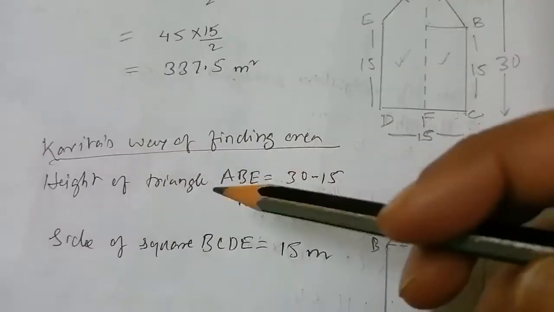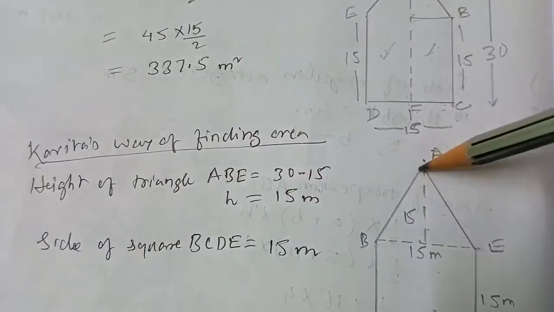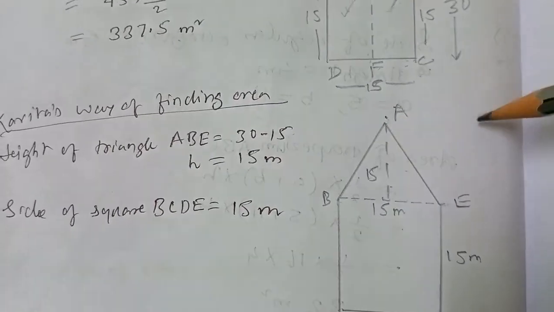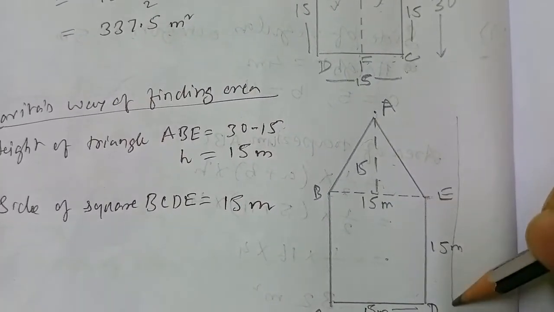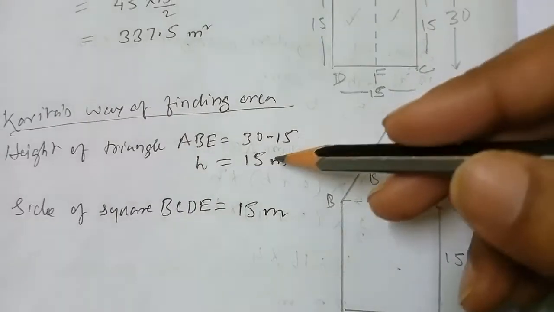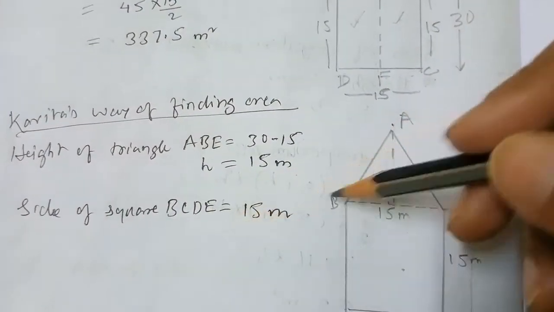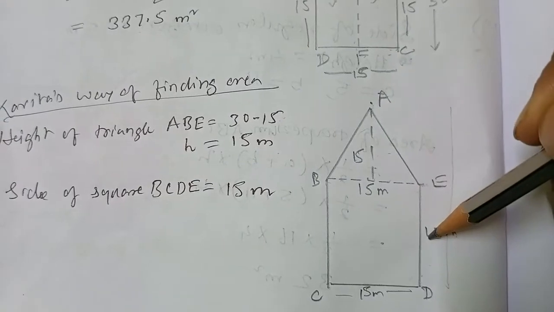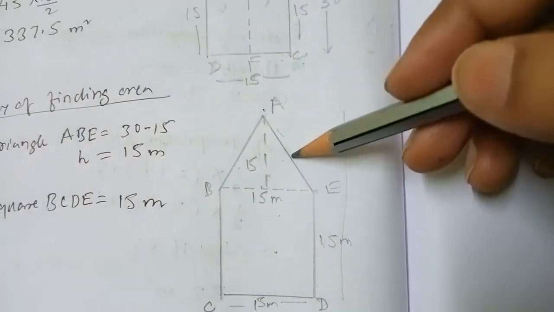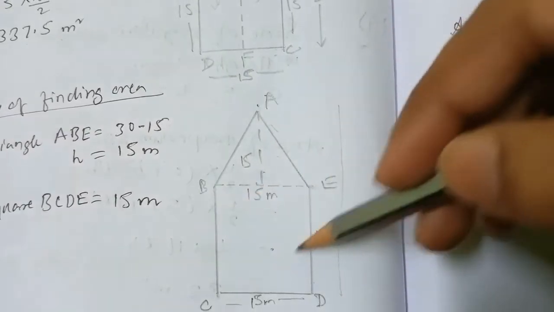Now the height of the triangle, how did you get it? ABE, 30 minus 15. How did you get this? 15, because the whole length is 30 and this length is 15. So 30 minus 15 is 15. So you got the height as 15 meters. The side of this square BCDE is 15 meters. Now you can find the area. You have to find the area of the triangle and add it to the area of the square.